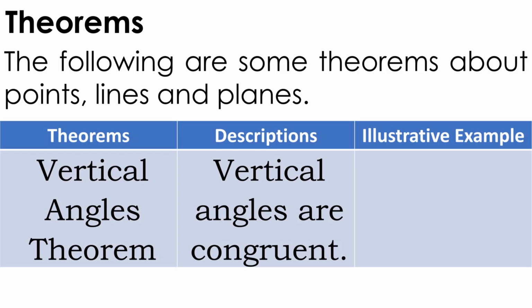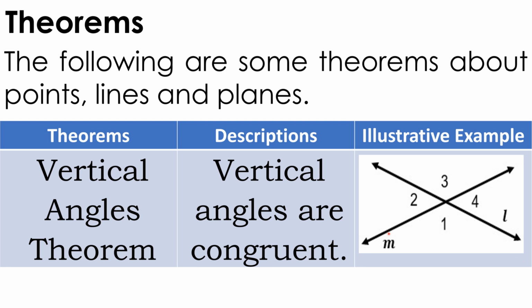Now let's proceed to vertical angles theorem. Vertical angles theorem states that vertical angles are congruent. So the measurement of the angles are congruent. For example, in this illustrative example, two lines M and L intersect, forming two pairs of vertical angles. Angle 1 and angle 3, angle 2 and angle 4. Hence, the measurement of angle 1 is congruent to the measurement of angle 3, and also angle 2 is congruent to angle 4, since angle 2 and 4 are vertical angles.